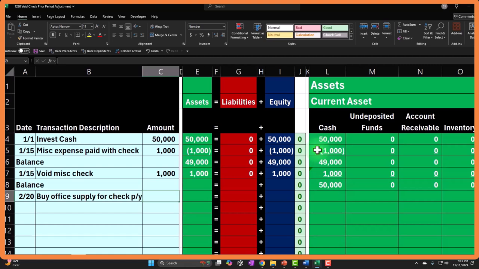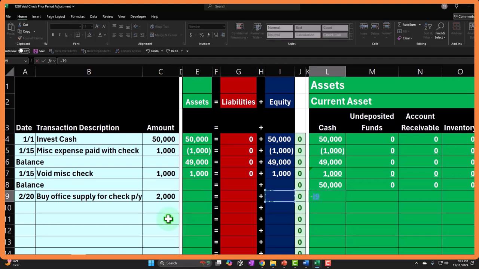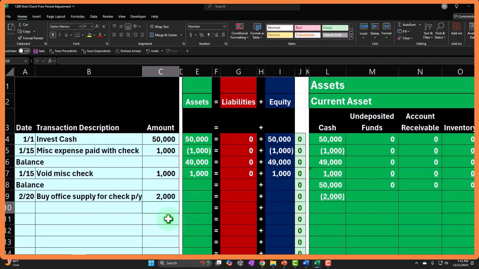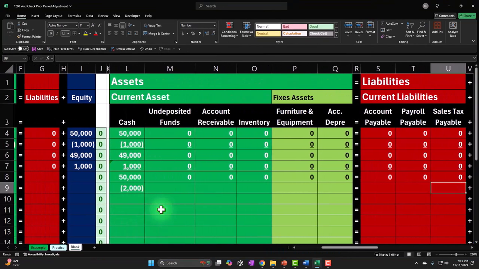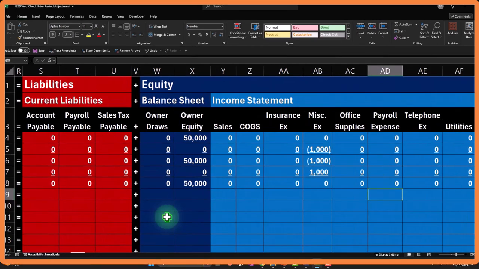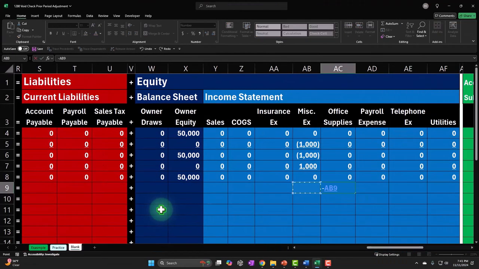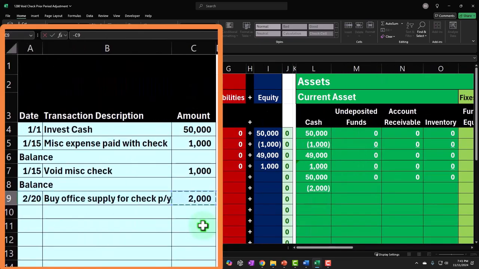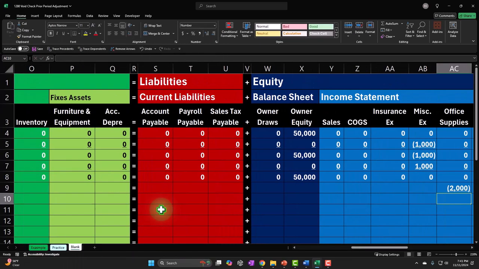So buy office supplies for check in the prior year. That's what this prior year means. Let's say it was 2,000 this time. So we're just writing a check again. So once again, cash is going down, and then the other side is going to go to supplies this time. Once again, on the income statement, we're not tracking the supplies like inventory. We're just expensing them in this example, assuming that we consume them relatively soon after purchase.